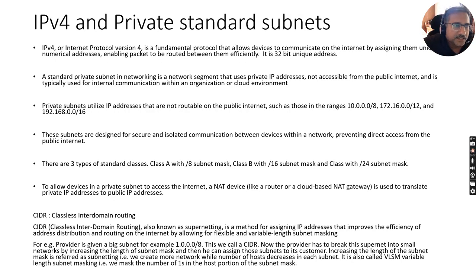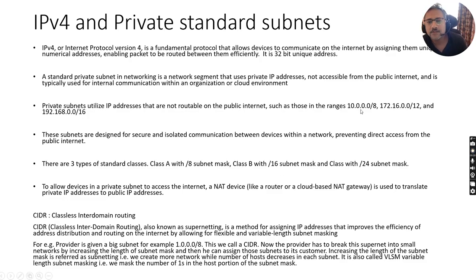Now let's understand IP addresses and private standard subnets. So basically, what is an IP address? An IP address is a 32-bit unique address. It is divided into 4 octets. Each octet is of 8 bits.